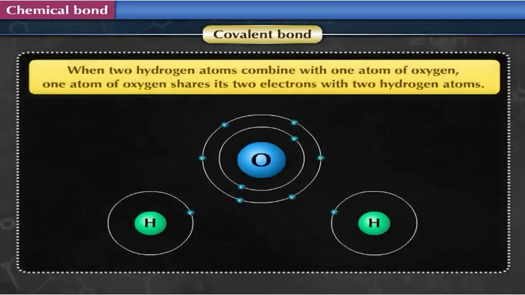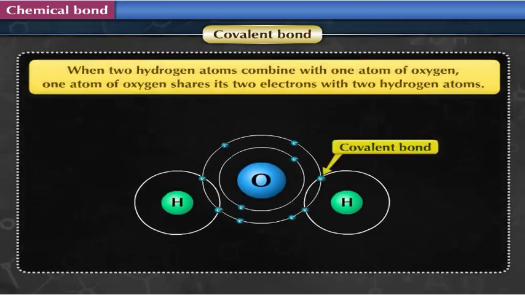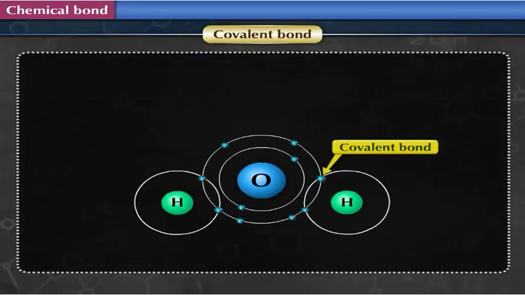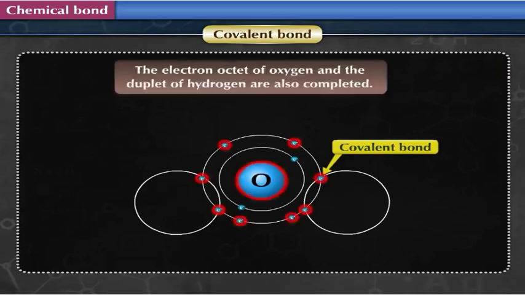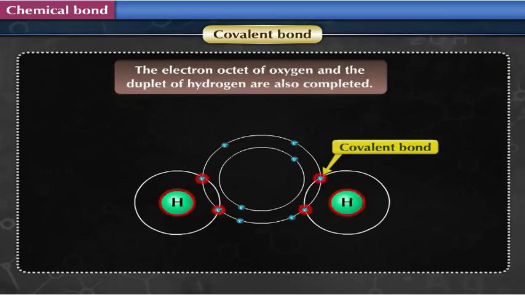When 2 hydrogen atoms combine with 1 atom of oxygen, the atom of oxygen shares its 2 electrons with 2 hydrogen atoms. In this way, the electron octet of oxygen and the duplet of hydrogen are also completed.